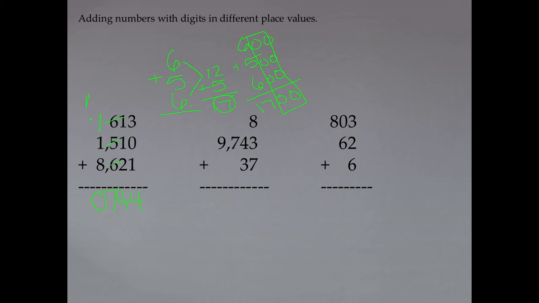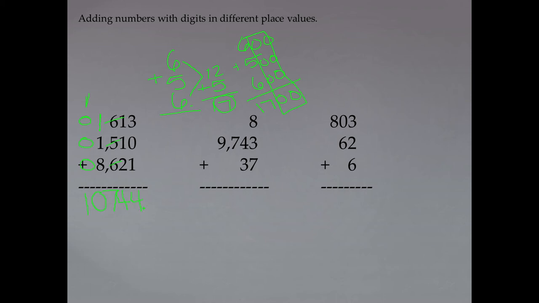If you remember the previous problem, I could put a bunch of zeros over here if I wanted, and that would be the same as the way it is written. But I don't need to do that because I know that since there's nothing there, that means 0. So I have 1 10,000. So my answer is 10,744.